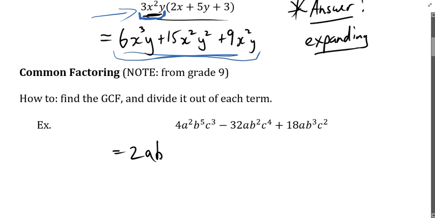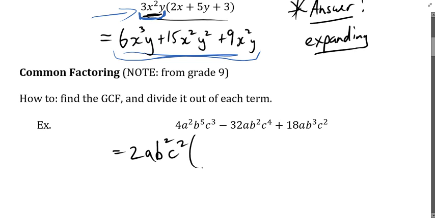Yeah, so I take out b squared. Because I can take that out of b to the 5, I can take it out of b cubed, and I can take it out of b squared. But I can't take anything bigger. Okay, what about the c's? C cubed, c to the 4, c squared. Jaden? C squared. That's my GCF.